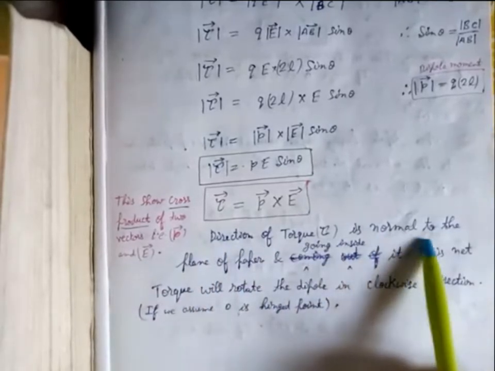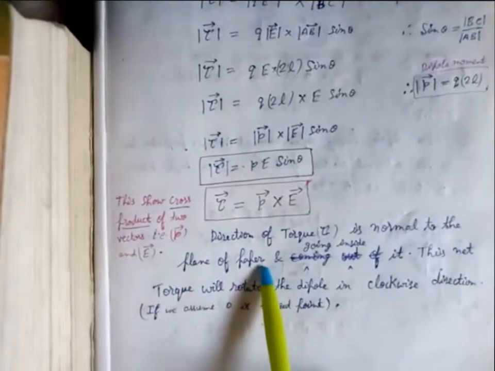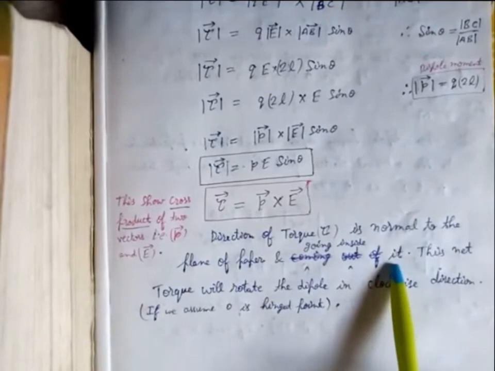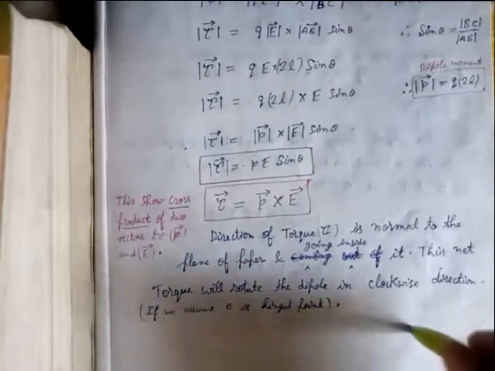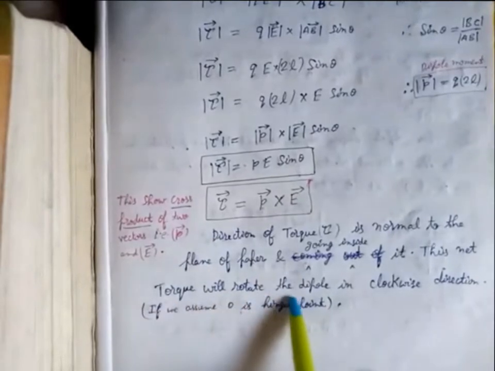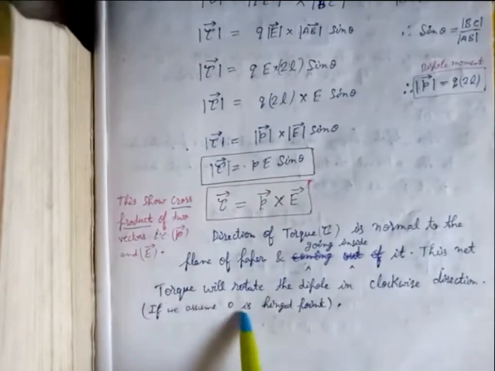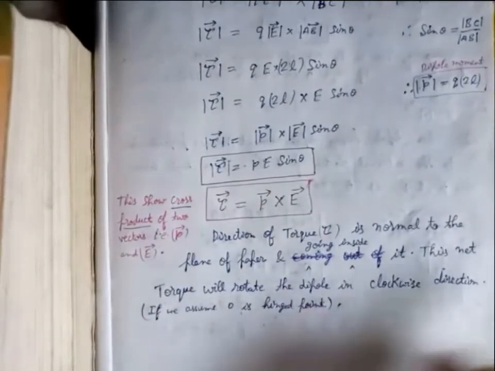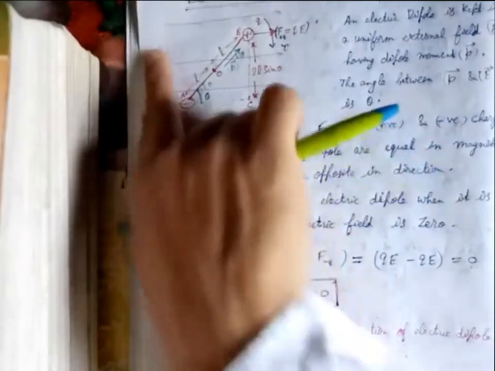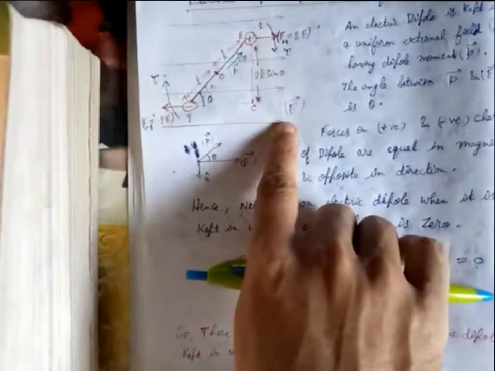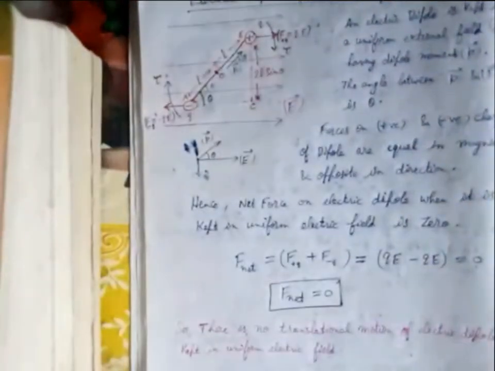The direction of the torque is normal to the plane of paper and it is going inside it. It means the direction of torque will be inside. This net torque will rotate the dipole in the clockwise direction if we assume center O as the hinged point, because we have seen this direction of rotation. One side is rotated here, another side is rotated here. So this will be the clockwise direction of rotation.